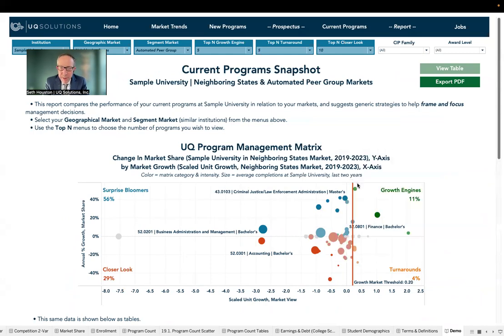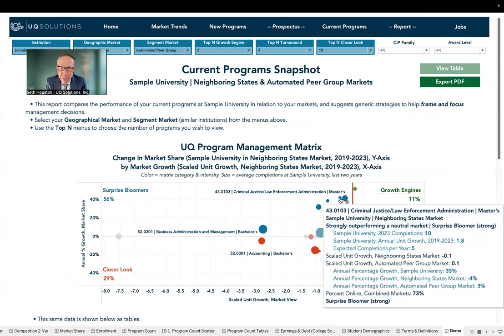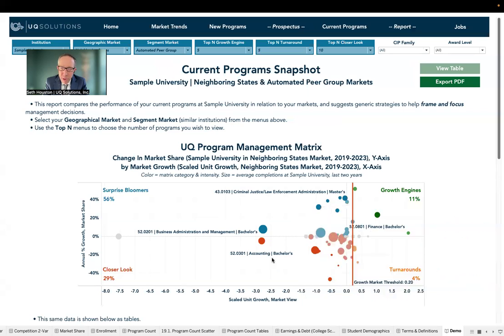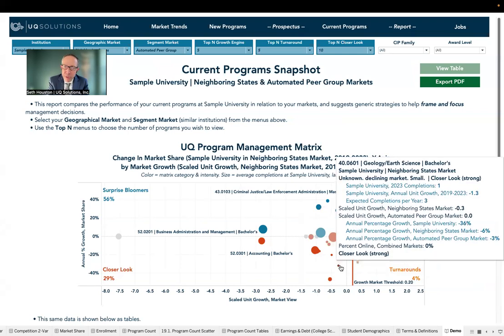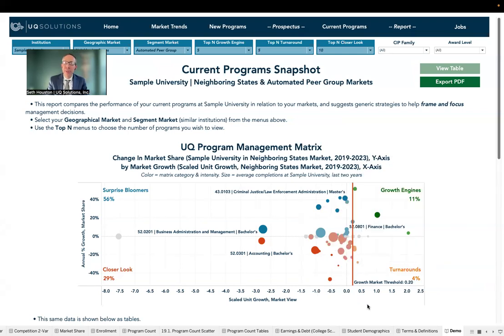The ones up top here, the school is outperforming this market. They're doing better than the market is in terms of percentage growth. The ones down here, the school is underperforming. They're doing worse than the market in terms of percentage growth. And this allows us to put all the programs the school offers, or that your school offers for that matter, into 4 quadrants.